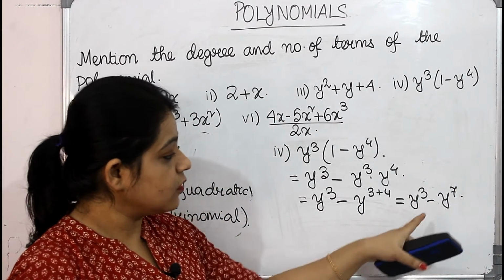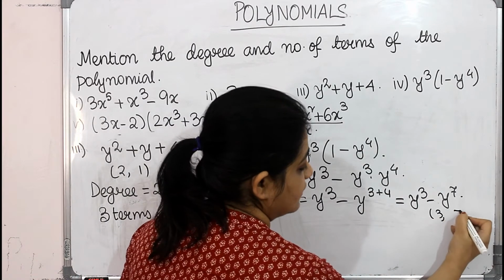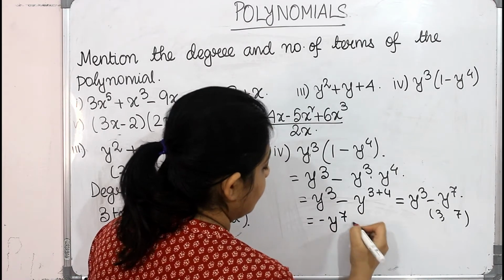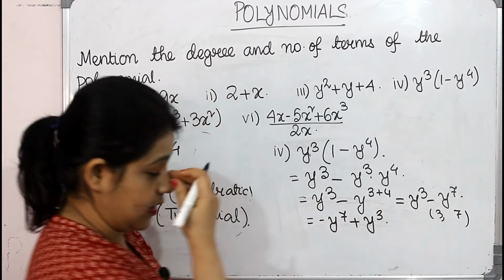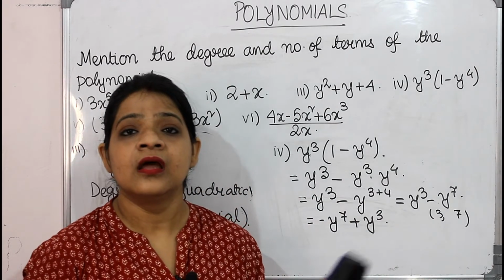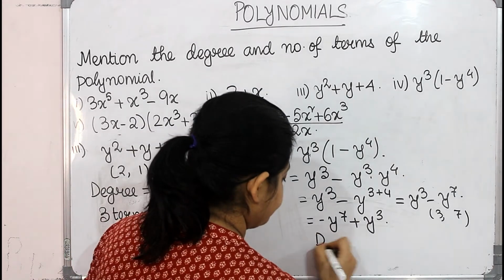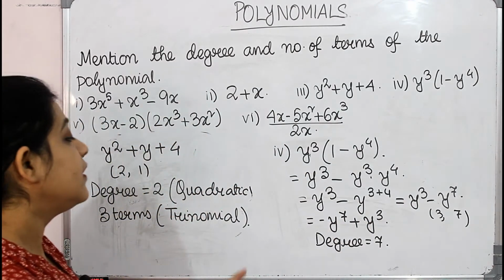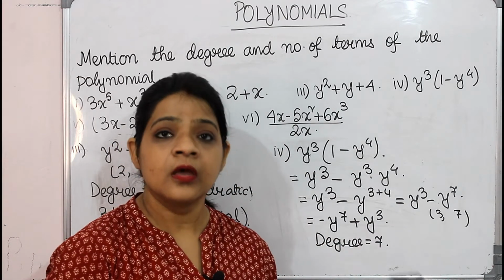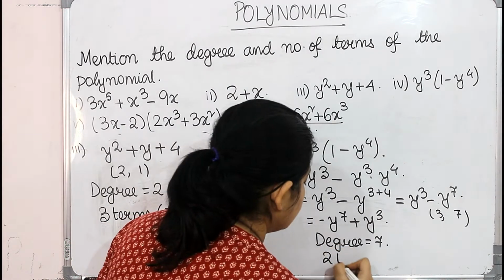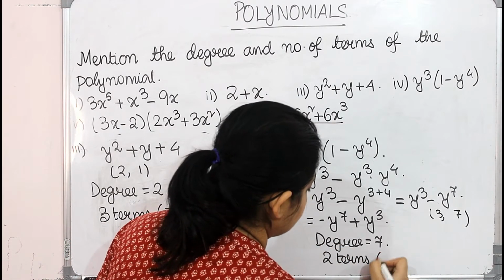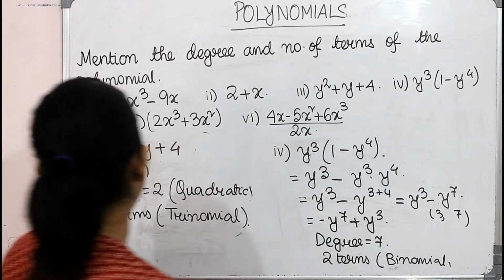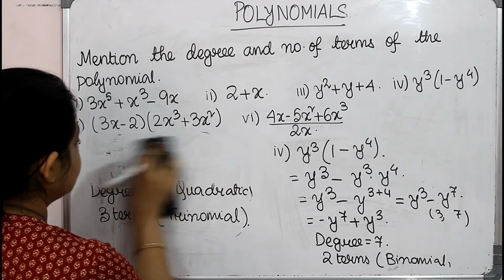So there are two terms, that is 3 and 7. Okay, now just rearranging it, minus y to the power of 7 plus y cube we can write. So what is the highest degree here? Degree is equal to 7. Okay, and how many terms are there? One term, two term. So there are two terms. So we will call it as binomial. Okay, next.